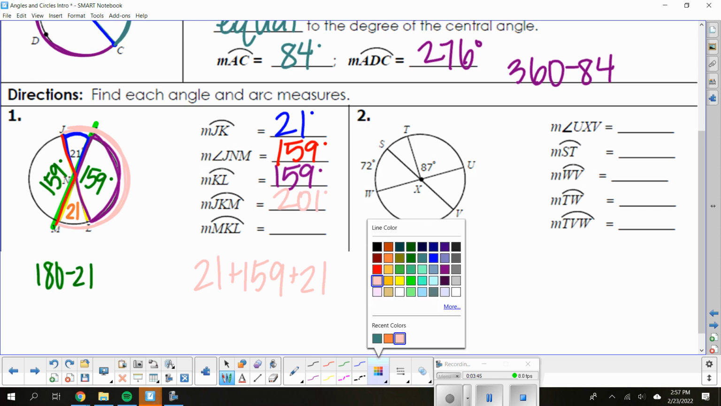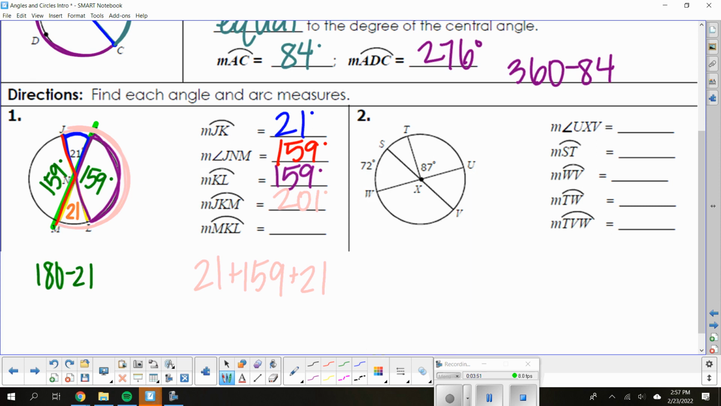And then the last one, M to K to L. So M to K to L. I am trapping everything but 21 degrees. The whole thing is 360. So I am trapping 339 degrees. Okay, let's try another one.